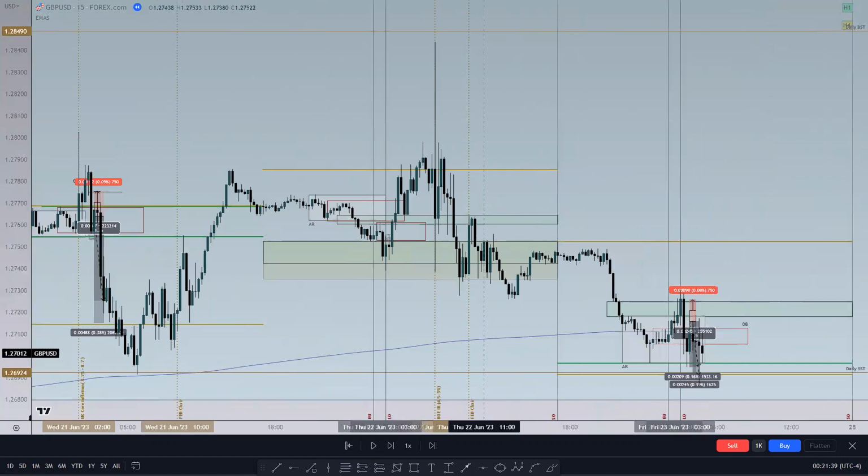But that's it for me for today. I hope you can reflect back on this week and take some lessons on how you could have traded better and setups that you could have caught that you might have missed, and apply this for the coming week ahead.